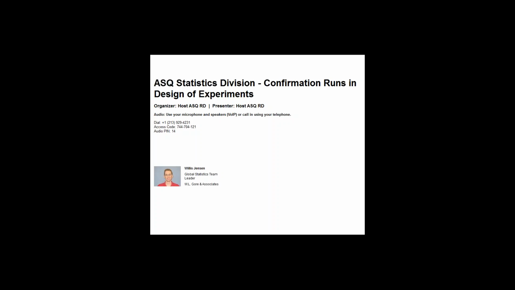Our speaker today is Willis Jensen. Willis is the Global Statistics Team Leader at W.L. Gore & Associates, where he leads a team of statisticians which provides statistical support and training across the globe. He has been at Gore for nearly 10 years and holds degrees in statistics from Brigham Young University and a PhD in statistics from Virginia Tech. He is an associate editor of Technometrics, the book's review editor for Journal of Quality Technology, and a member of the editorial boards of Quality Engineering and Quality and Reliability Engineering International. His research interests include all aspects of industrial statistics with a focus on applications to real problems.